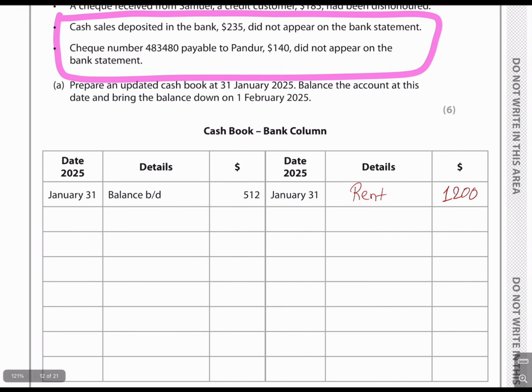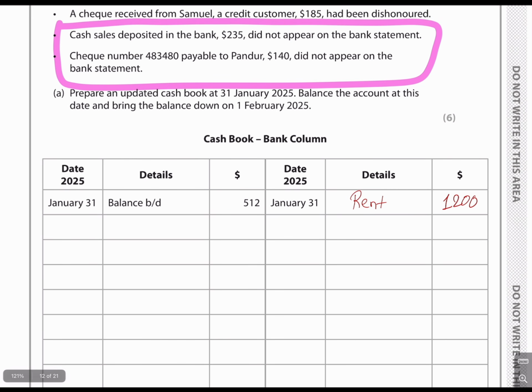Next up, we have bank interest received 72 had not been entered in the cash book. So you are receiving cash. It is increasing the balance of your cash. So it would be entered on the debit side. You can either write interest received or just bank interest, whatever you want. 72.